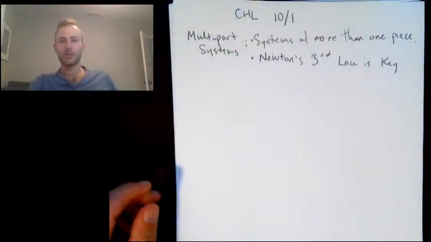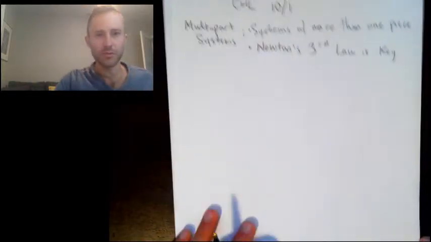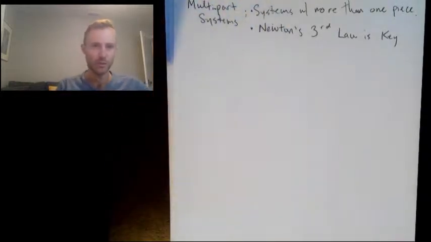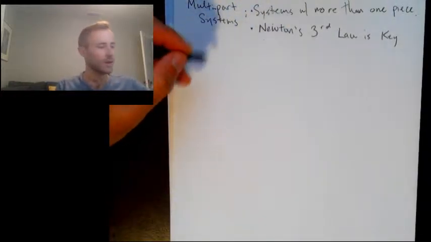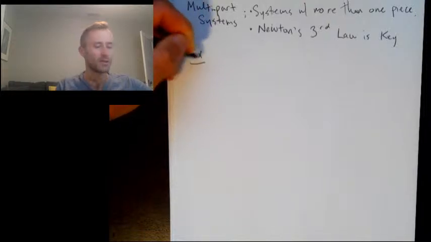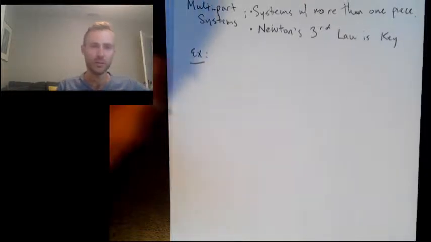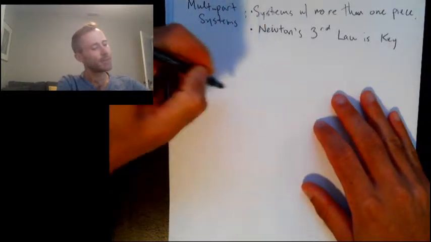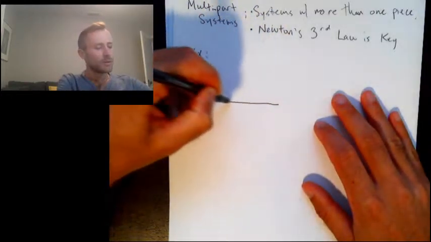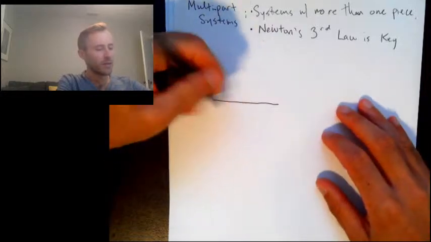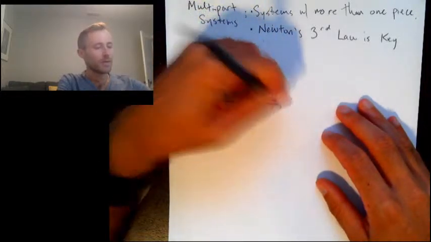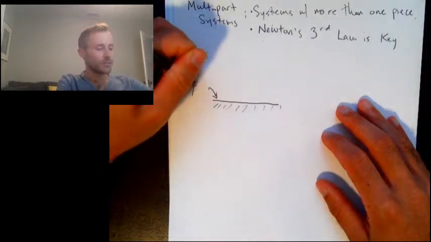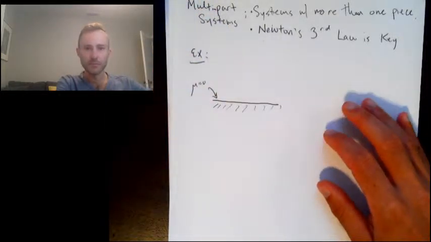All right, so we're just going to do some examples. We're going to do 2 examples today, and they're kind of involved, so it should take most of the time. Okay, so both of these examples are going to be stacked blocks. All right. So let's suppose I have a floor. The floor is frictionless.